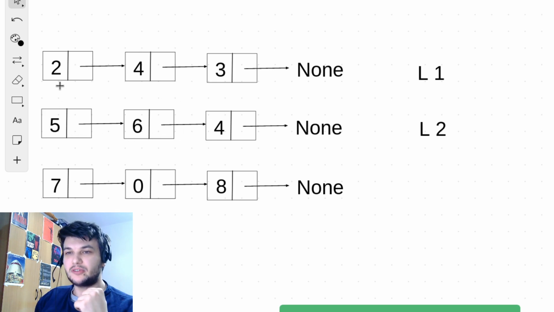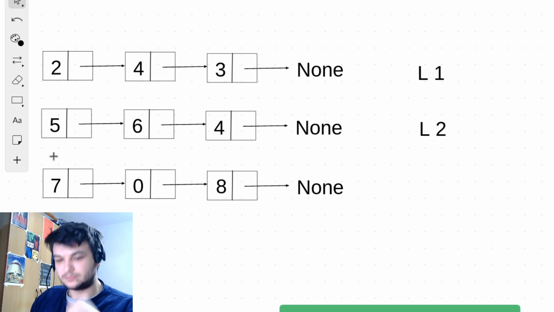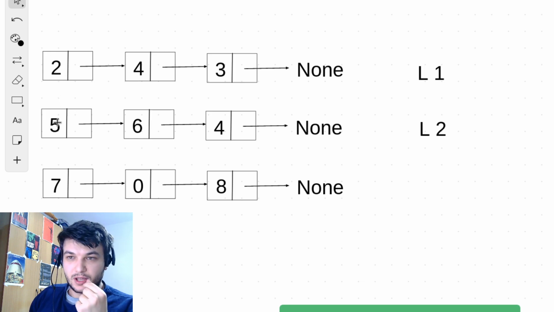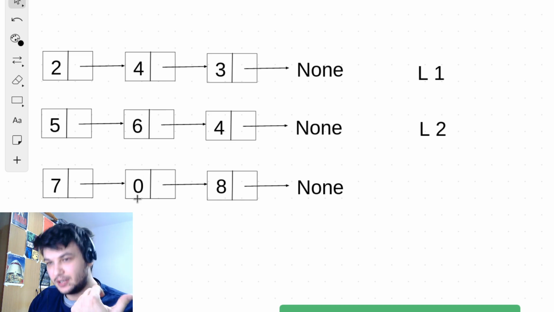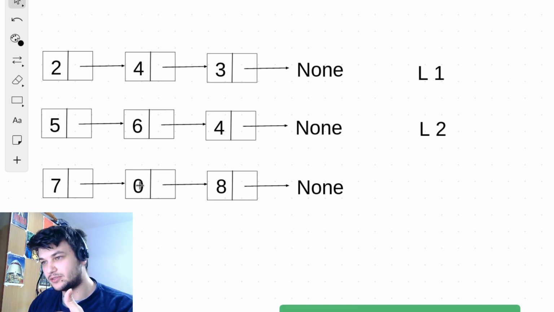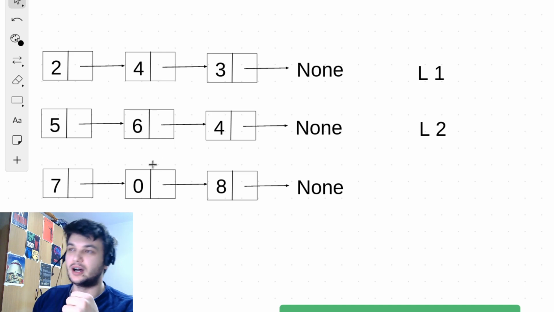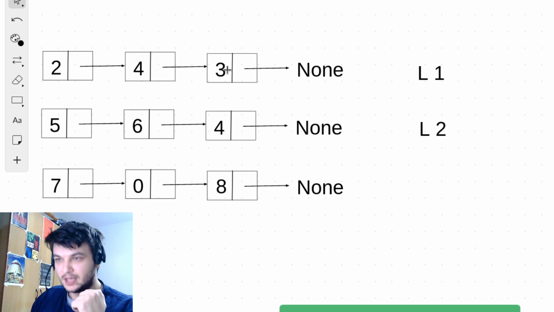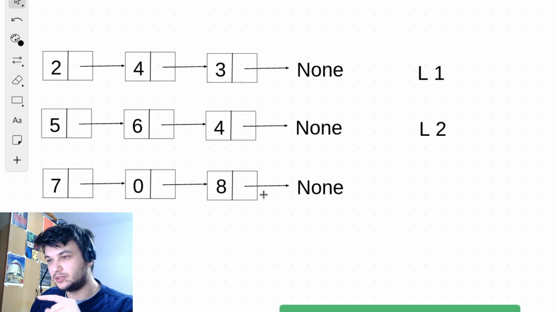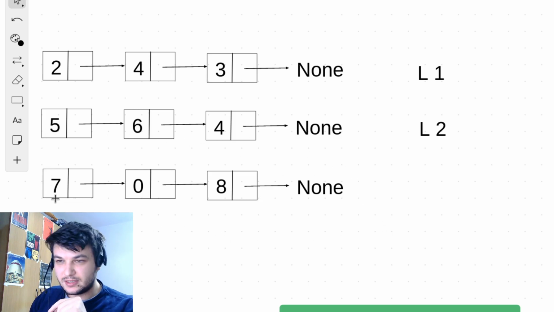Okay, so in simple arithmetic, we start by doing the sum of the first, the units. So 2 plus 5 is 7. And then we go to the tens, and we do 4 plus 6, which is 10. We put 0 here and we carry the 1. So in our code, we will also have to write something to hold this carry. Now here we do 3 plus 4, which is 7, plus the 1 we carried from the previous one, and it is 8. And then we're pointing to None. So this is what we want to implement.